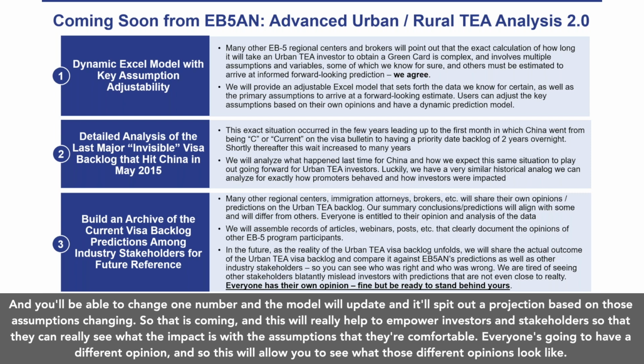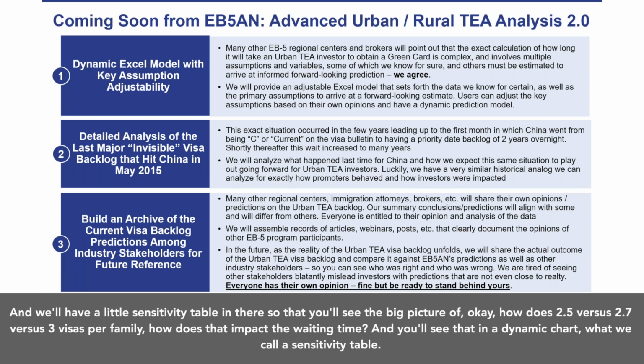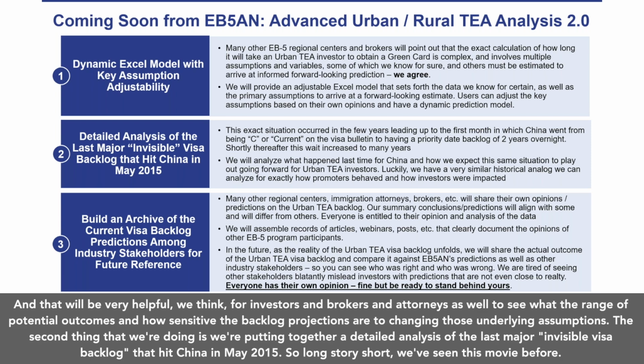Everyone's going to have a different opinion, and so this will allow you to see what those different opinions look like. We'll have a little sensitivity table in there so that you'll see the big picture of, okay, how does 2.5 versus 2.7 versus 3 visas per family impact the waiting time? And you'll see that in a dynamic chart, in what we call a sensitivity table. That will be very helpful, we think, for investors and brokers and attorneys as well to see the range of potential outcomes and how sensitive the backlog projections are to changing those underlying assumptions.